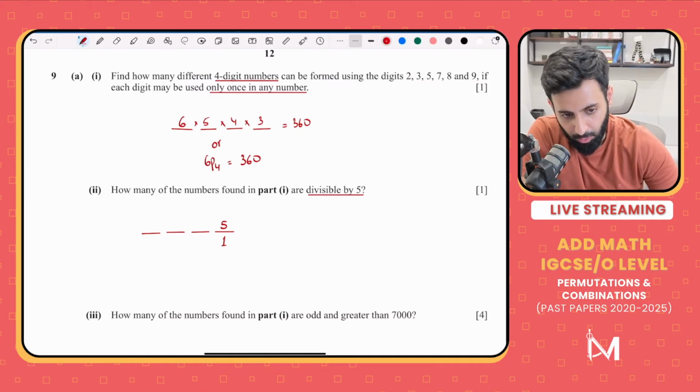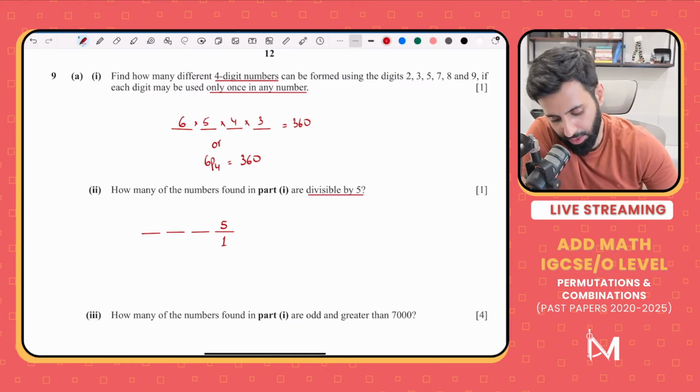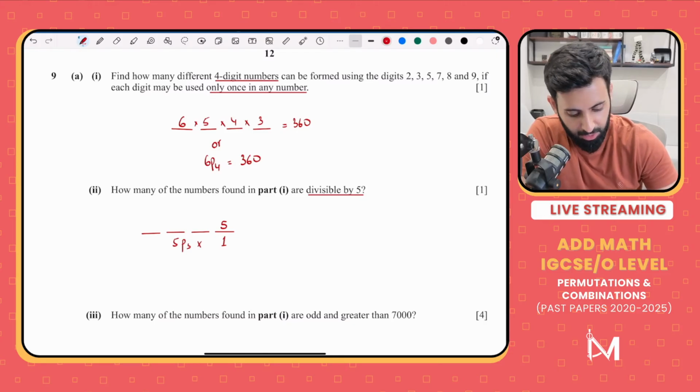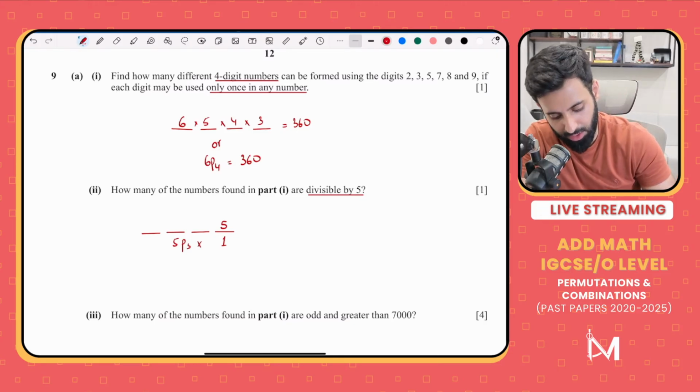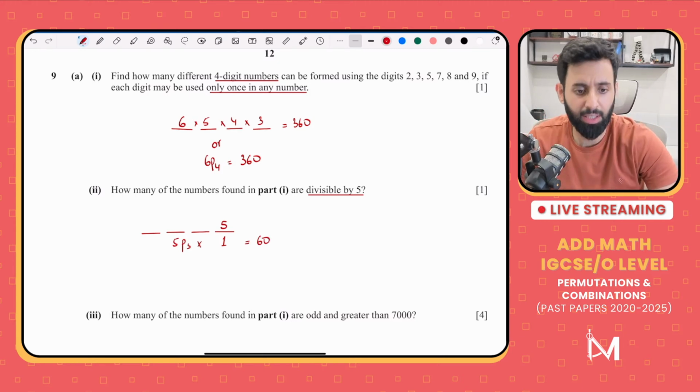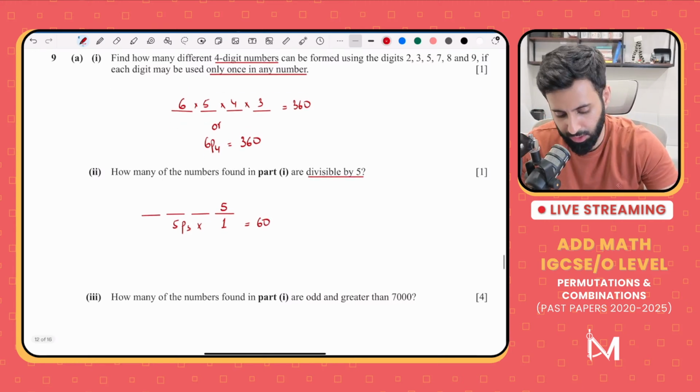Now, what about the remaining places? Now remember, we started with 6 digits, and how many are we down to? We're down to 5, and we have to arrange 3 of them. So that's 5P3. Okay, so 5P3 into 1, and what's that equal to? 5P3 into 1, that's equal to 60. Okay, easy 1 mark.